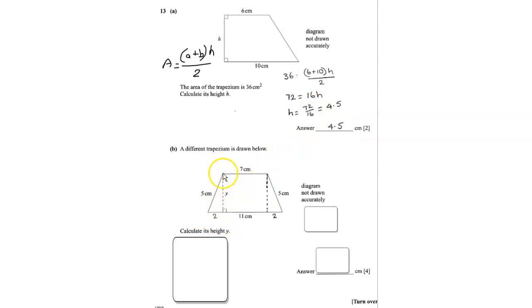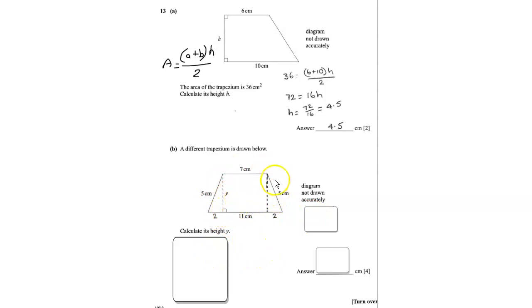So for this one here, a different trapezium is drawn below. Now, I've drawn a line down here, so we have to calculate what y is here. This is called an isosceles trapezium, so equal sides on each side.